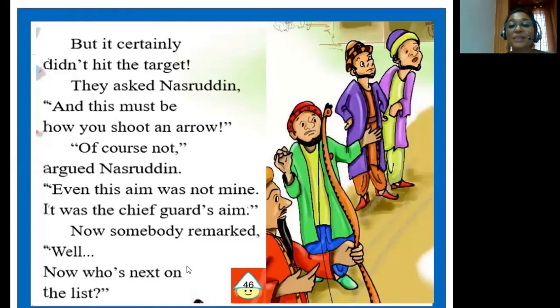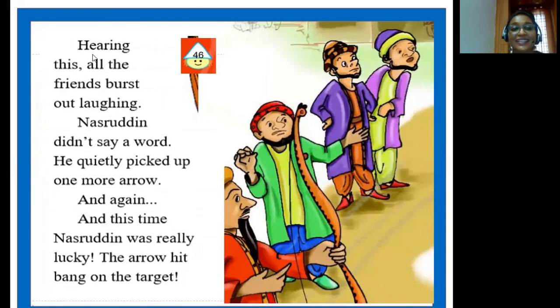As Nasruddin kept mentioning other people's names whenever he missed a target, his friends asked him who he was going to mention next time when he misses the target. Hearing this, all the friends burst out laughing. Nasruddin didn't say a word. Nasruddin knew that there was no point in arguing with his friends. Instead, he must prove that he was good at archery.